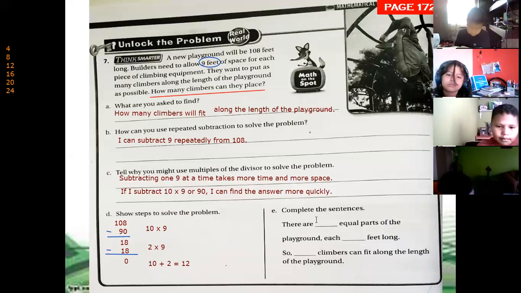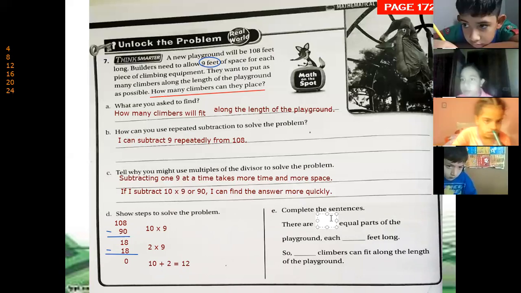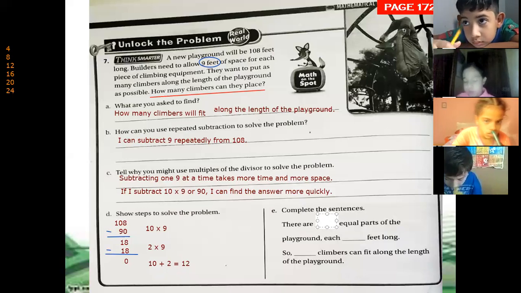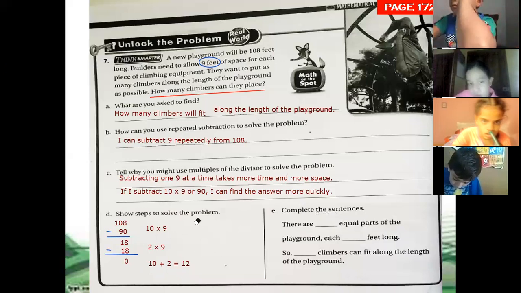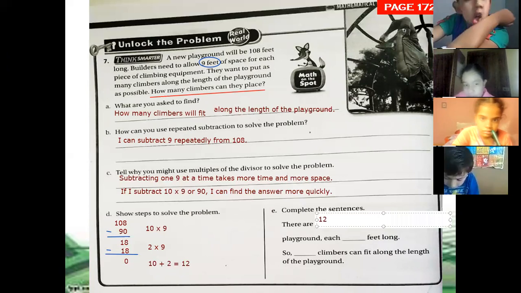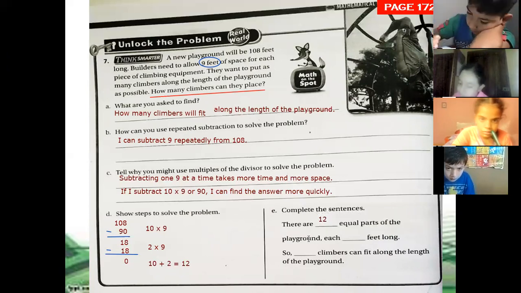Complete the sentence. How many equal parts are on the playground? That is 108 divided by 9. How many equal parts can I have at the end? How many can I make? I found it here. The answer is here. I am going to use this information to complete this. So 12 equal parts. Yes. 12 equal parts of the playground.